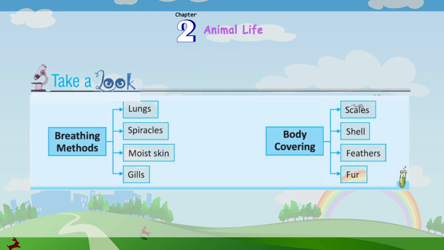Take a look. Breathing methods: lungs, spiracles, moist skin, gills. Body covering: scales, shell, feathers, fur.